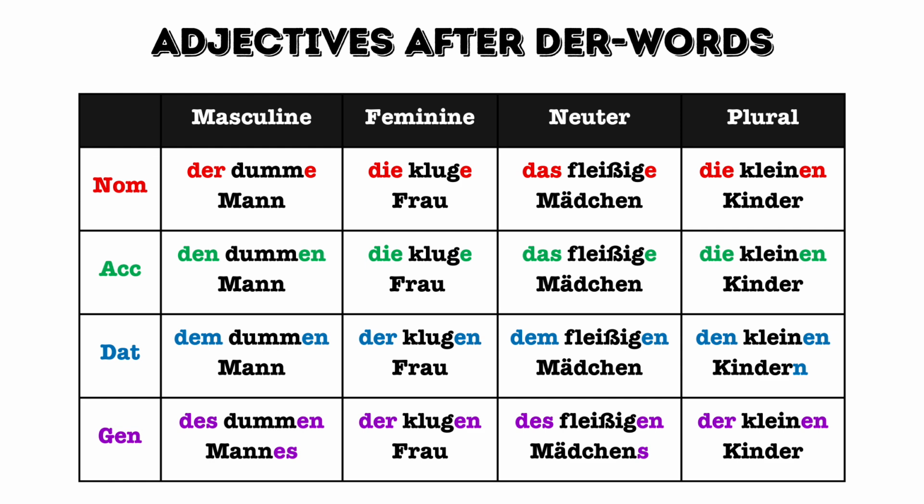Once we get into the dative case, every adjective ending uses en. Masculine, neuter, feminine, plural, doesn't matter. All of them will have an adjective ending of en in both the dative case and the genitive case. For the feminine things, both dative and genitive are der klugen Frau, der klugen Frau. The dative case for neuter things is dem fleißigen Mädchen, so en at the end there, and des fleißigen Mädchens, which again has an en at the end of the adjective.